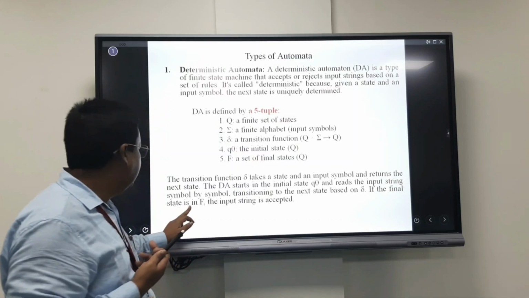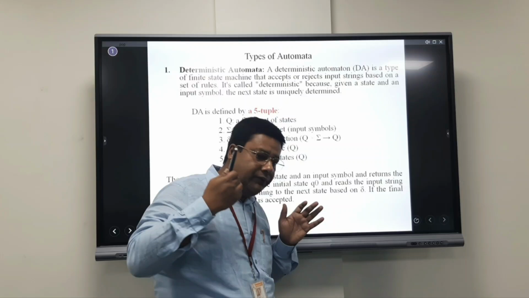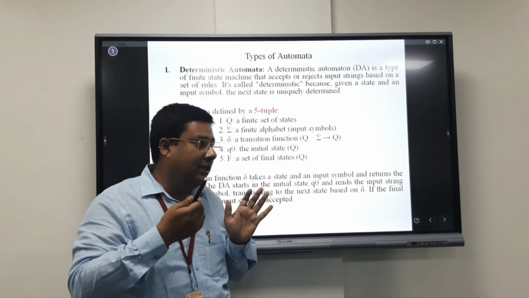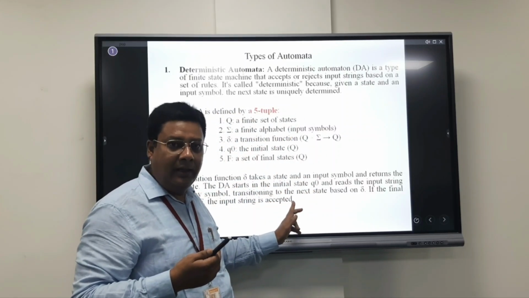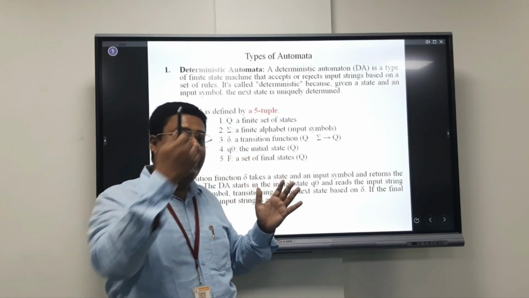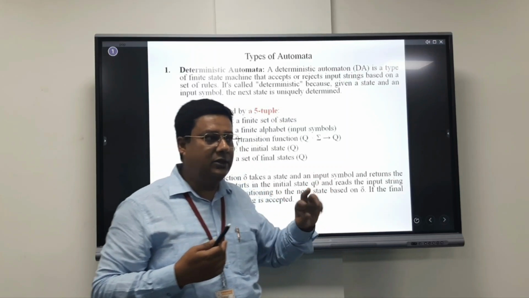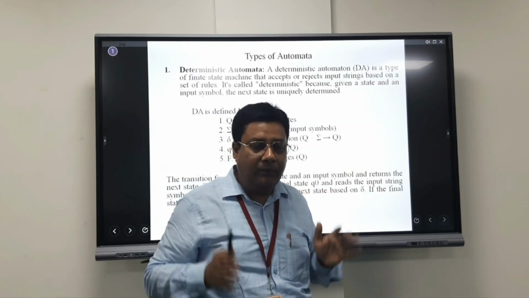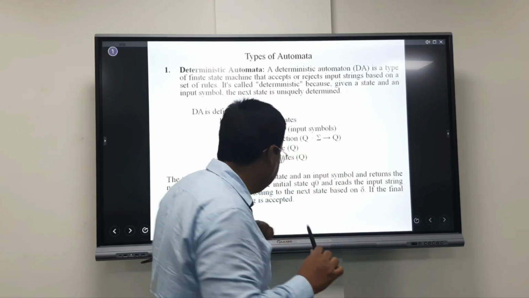If the final state is in F, the input string is accepted. Suppose after the execution of the whole transition, we started with the initial state and reached the final state, then the machine accepts the string. If after execution of the transitions we are not reaching the final state in a DFA, then this machine is not accepting the string. So there are two outcomes, accepted or rejected. Once accepted, it means we are on the right platform. If rejected, it means this is not the right platform to accept the machine.